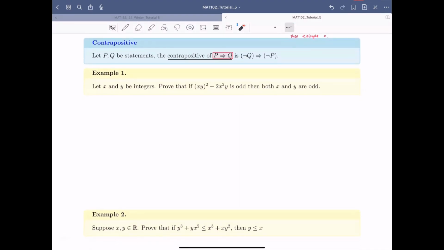Okay, so let's look at example 1. x, y are integers. Prove that if x y squared minus 2x squared y is odd, then both x and y are odd. Before we start the proof, I'm asking all of you to always write down what the contrapositive is. So always start with what the contrapositive is.